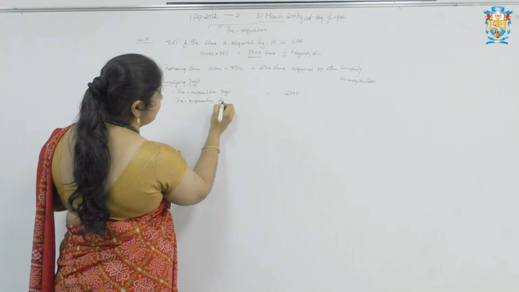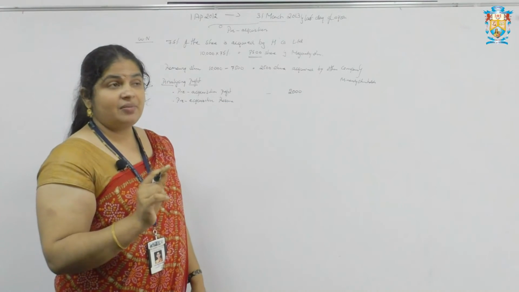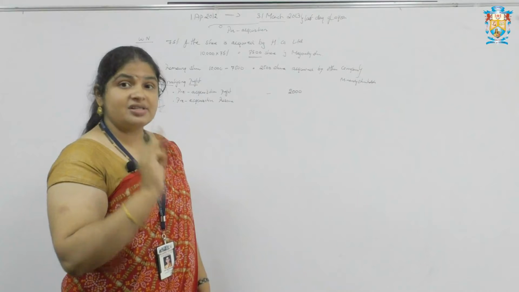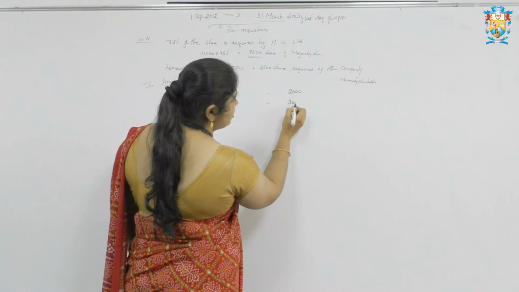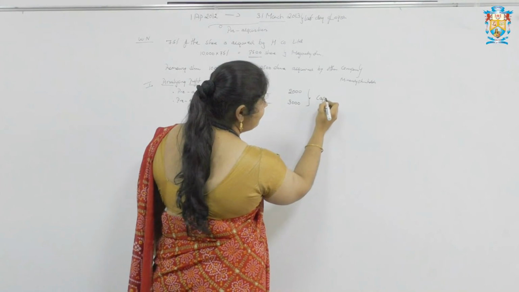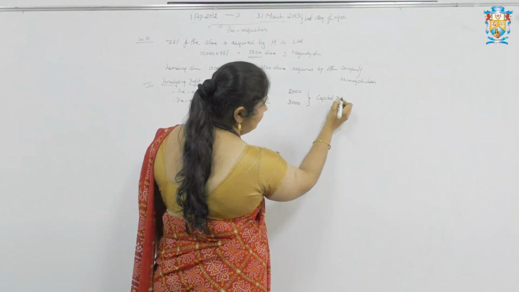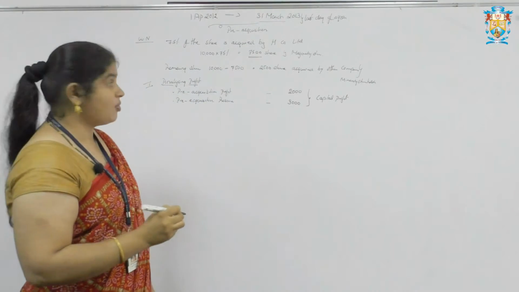Next is pre-acquisition reserve. Same thing, see the question: the S Company Limited pre-acquisition reserve is 3,000, so the full amount of 3,000 is considered as pre-acquisition. Pre-acquisition is named as capital profit. One thing to remember: pre-acquisition is always considered as capital profit.